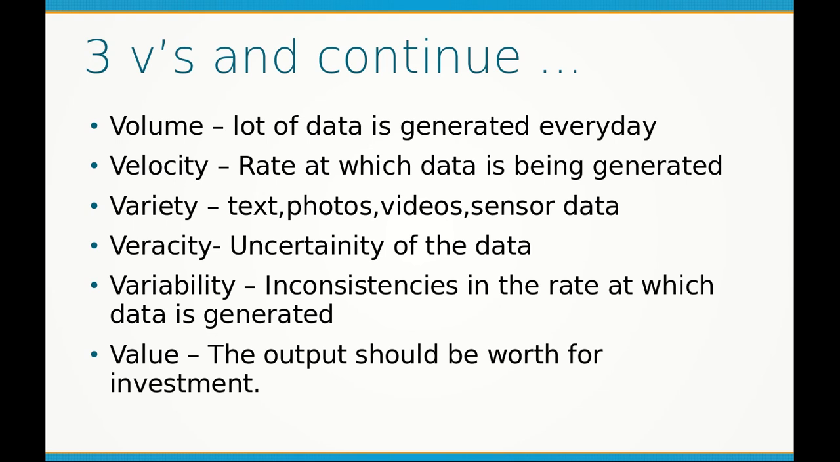Variability, inconsistency in the rate at which data is generated. Inconsistency in the sense that the speed at which data is generated is varying. Suppose we have Facebook, Twitter, etc. In India a lot of data is getting generated during the daytime, but the rate at which data is generated at night, normally from 1 a.m. to 4 a.m., is very less. So this is the variability, this is the inconsistency in the rate at which data is getting generated.